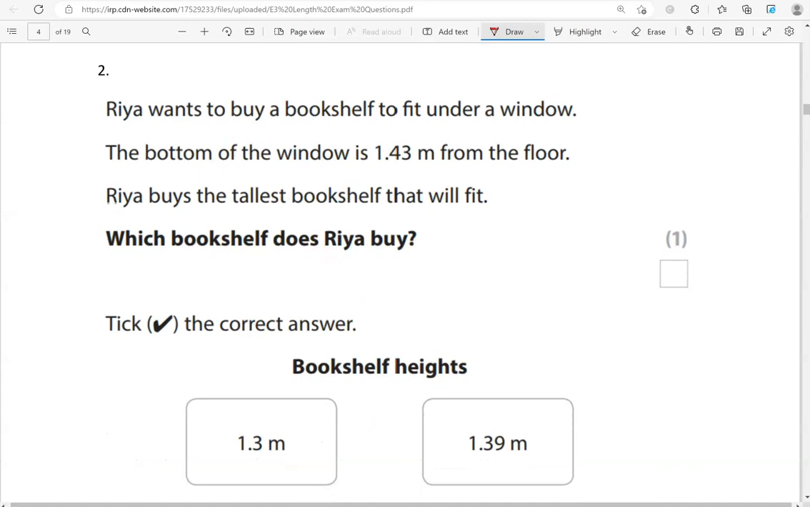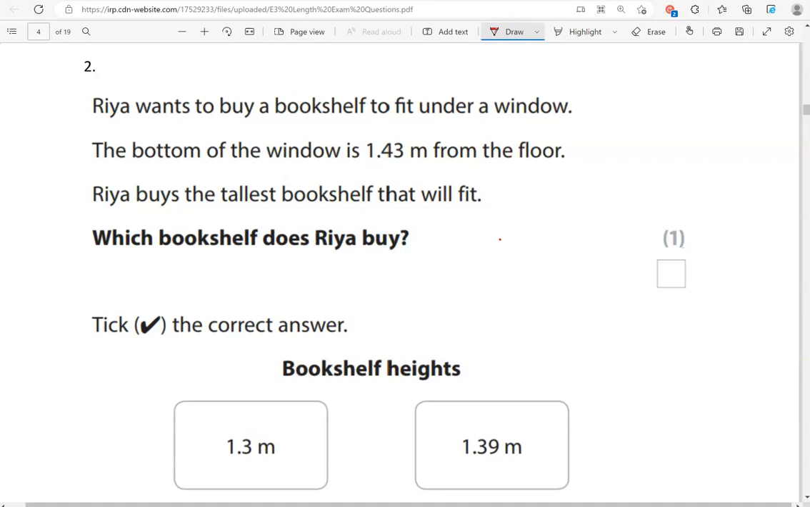Ria wants to buy a bookshelf to fit under a window. The bottom of the window is 1.43 meters from the floor. So you can imagine the window looking something like this, and this being the floor. So that gap between the bottom of the window and the floor is 1.43 meters. Ria buys the tallest bookshelf that will fit. So might be that a few bookshelves fit, but she wants the tallest of them. Which bookshelf does Ria buy?